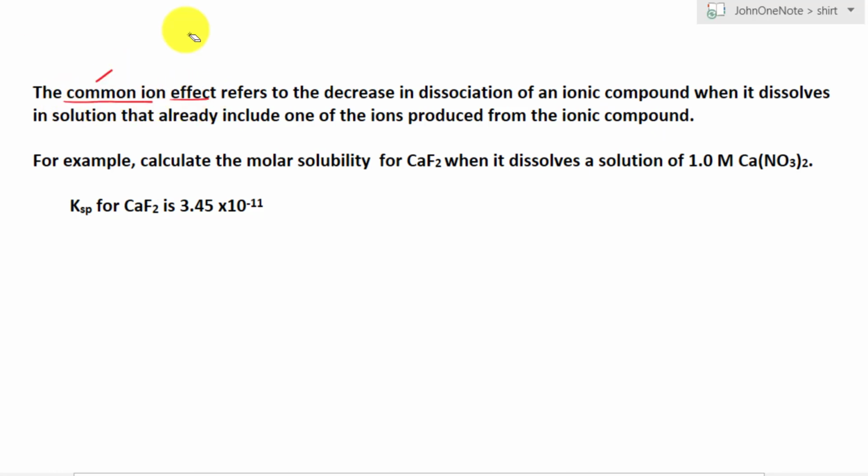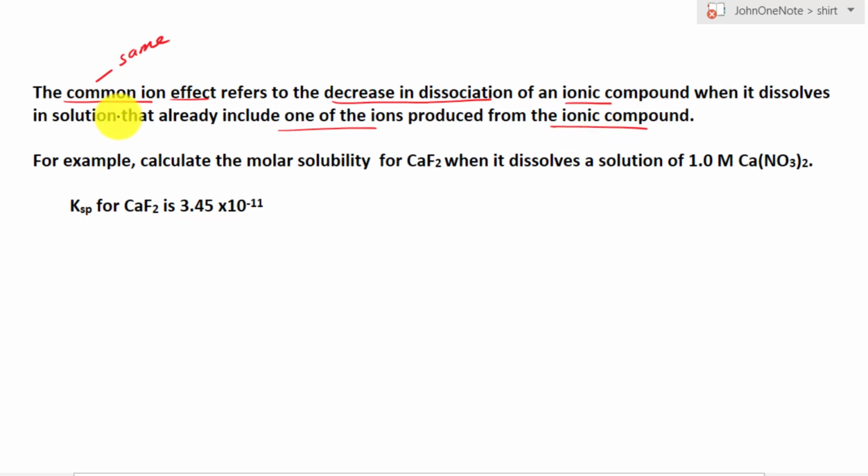Think of the term common ion. Well, the word common is pretty much another word for same. Basically, the solution has the same ion as the ionic compound that's being dissolved in it. The common ion effect states that it would decrease the dissociation of that particular ionic compound when it is being dissolved in a solution that already includes one of the ions from the ionic compound.